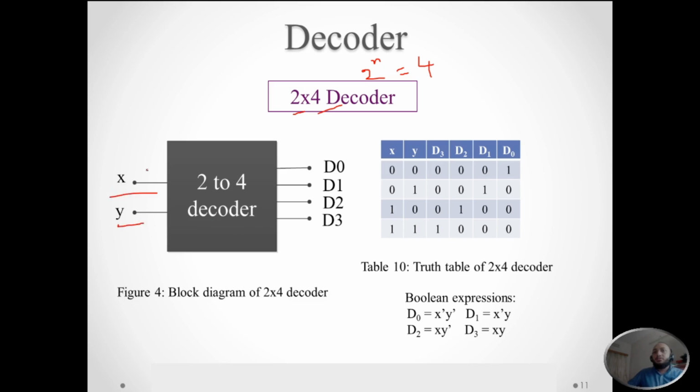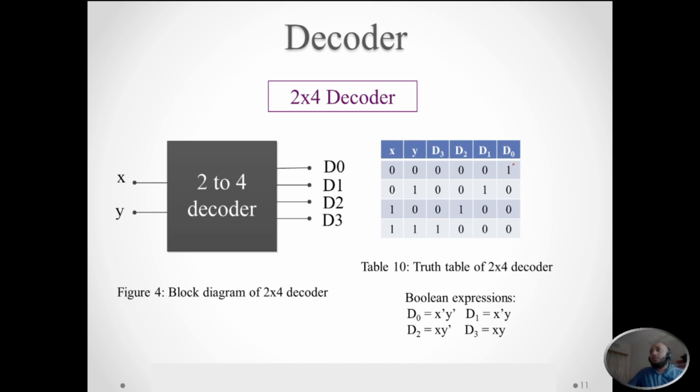This is the block diagram of a 2 to 4 decoder. These are the 2 inputs, these are the 4 outputs, and the truth table is just the opposite of the encoder. Previously in our encoder, x and y were our outputs, but in the decoder these are our inputs. Previously our inputs were D0, D1, D2 and D3, but here these are our outputs. So you can write the Boolean expressions easily. Now we have 4 outputs.